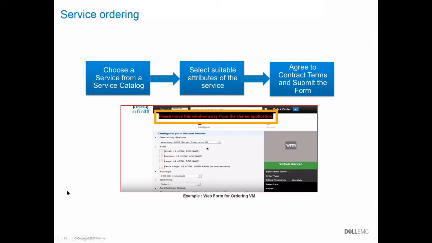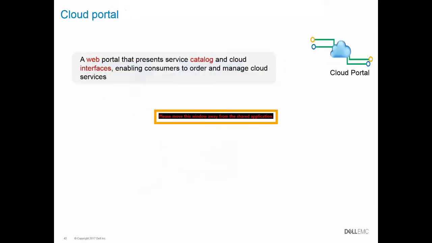Let's say in this example, he is ordering a virtual machine. I can choose which operating system I need, how many cores I need, whether I need one core or four cores, how much storage I need, and how many virtual machines I want to purchase. All this is part of ordering the service through the cloud portal. A cloud portal is basically a web interface through which you can rent the cloud services.